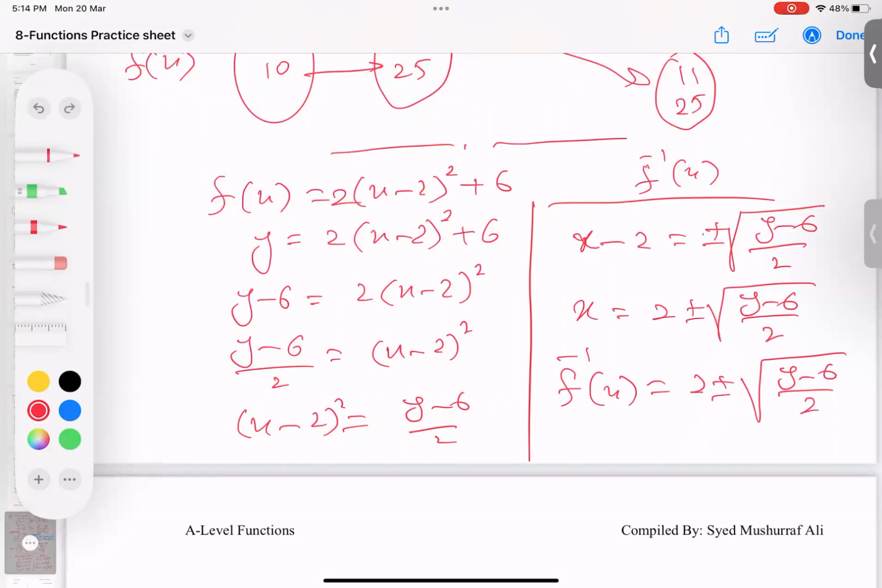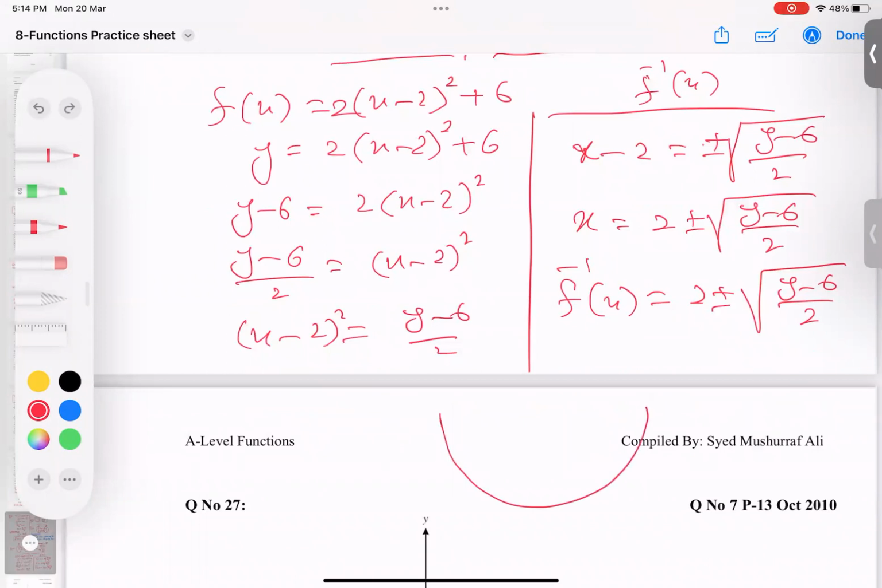Both signs are not acceptable. Why not acceptable? Because we have a curve turning here. So either you have the right part of the graph or the left part of the graph. So plus and minus both are not possible. Either we write the plus sign or we write the minus sign. I will teach you this in the next lecture, how to put a plus or minus.